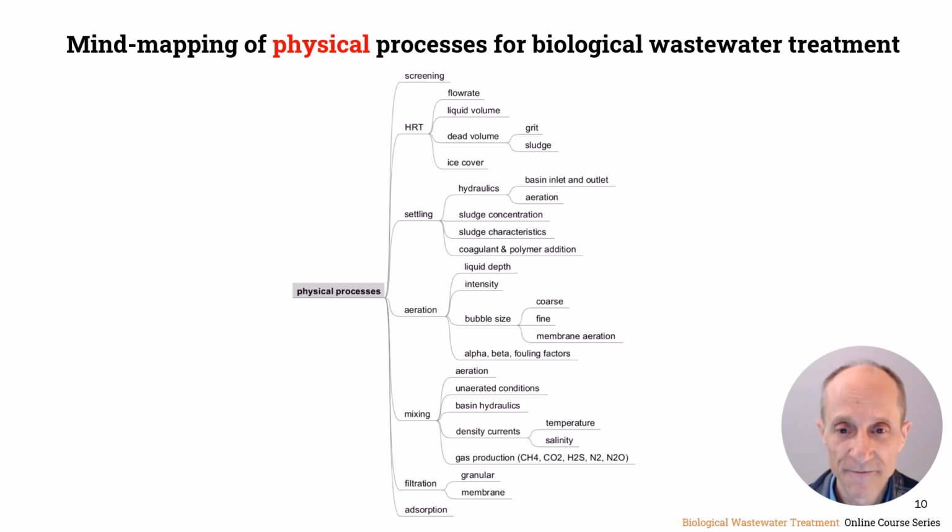Settling to ensure proper physical separation in primary or secondary settling tanks or in sludge thickeners, with factors such as hydraulics, sludge concentration and characteristics, and coagulant and polymer addition. Aeration to provide oxygen to the biomass, with factors such as liquid depth, aeration intensity, bubble size, and various oxygen transfer factors. Mixing to ensure efficient mass transfer between reagents with factors such as aeration, mixing under unaerated conditions, basin hydraulics, density currents caused by temperature or salinity gradient, and biogas production.